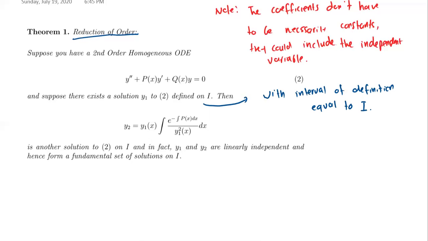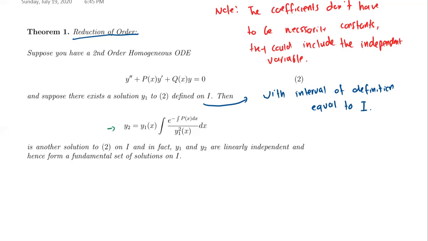So remember that for the interval of definition, it's more than it just being defined. There could be other things that restrict what the interval could be. So just to make it more general, not only defined on I, but with interval of definition equal to I. Then we can actually find a second solution on I, which has an interval of definition equal to I as well. And that second solution is given by this messy expression here.